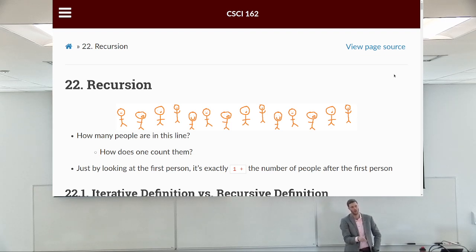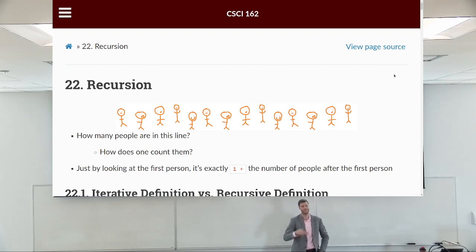You don't know. But you do know that if you did know, let's say it's X, for example. If it's X people after you, how many people are there in total, including you? X plus 1. Great. So what you've got to do is find a way to figure out how many people are after you, so you can find out what that X is. And here's how you're going to do it.